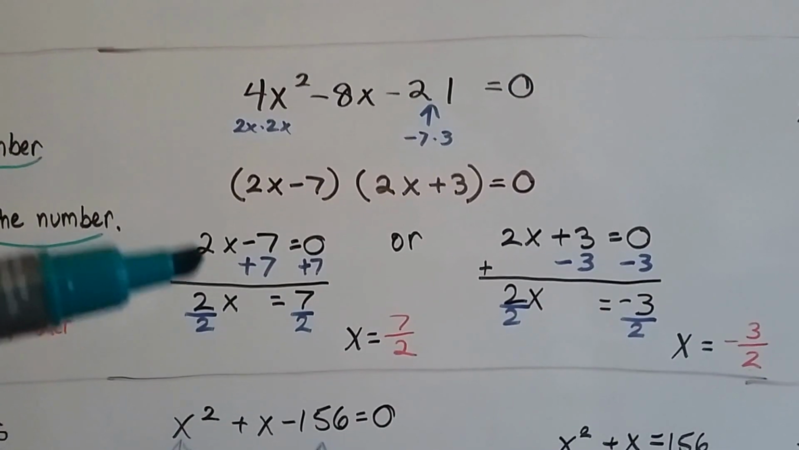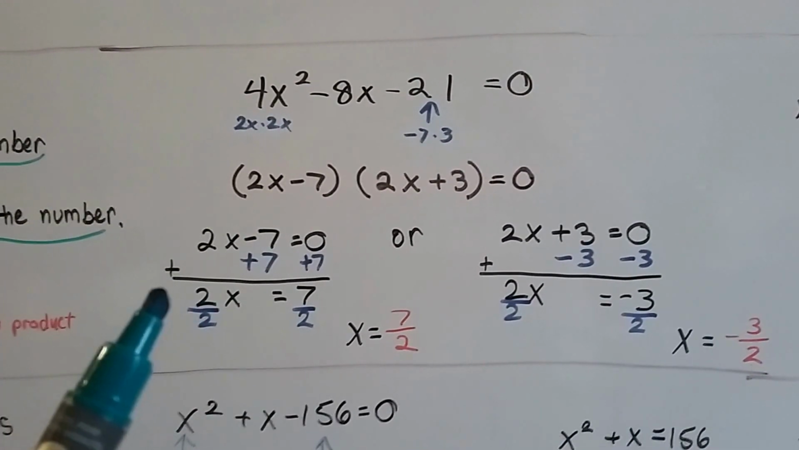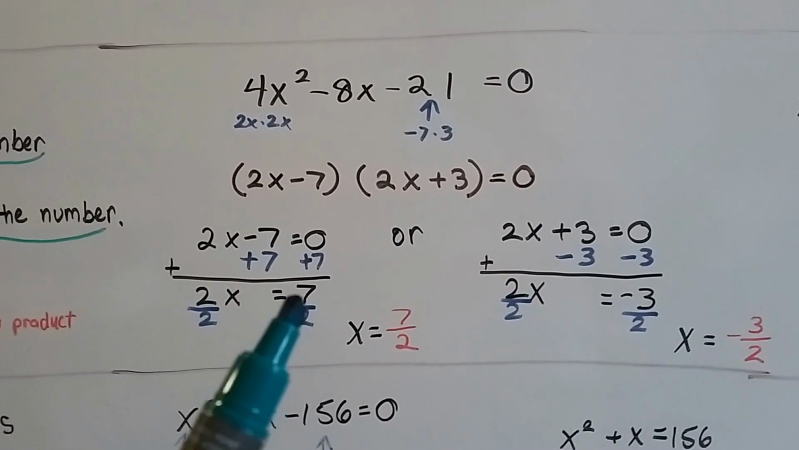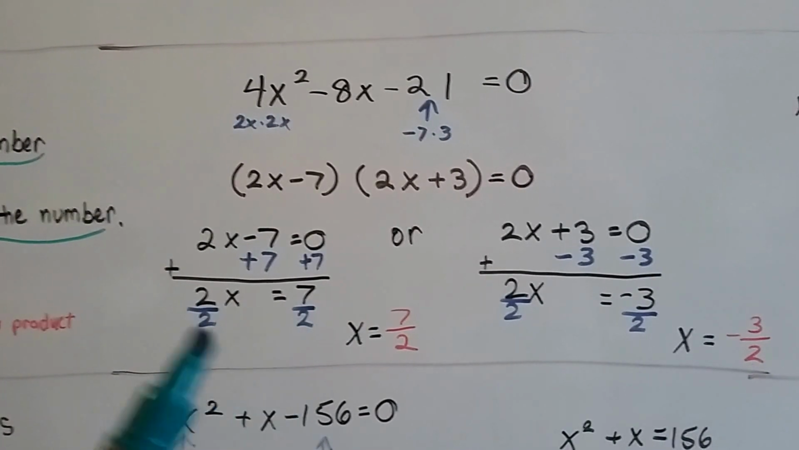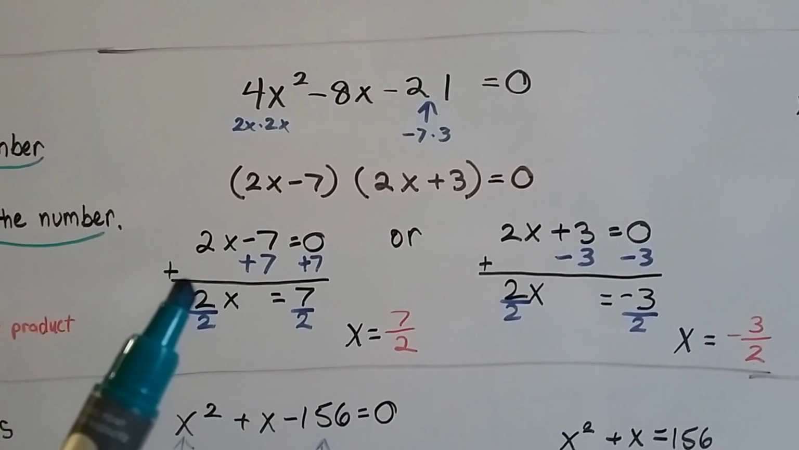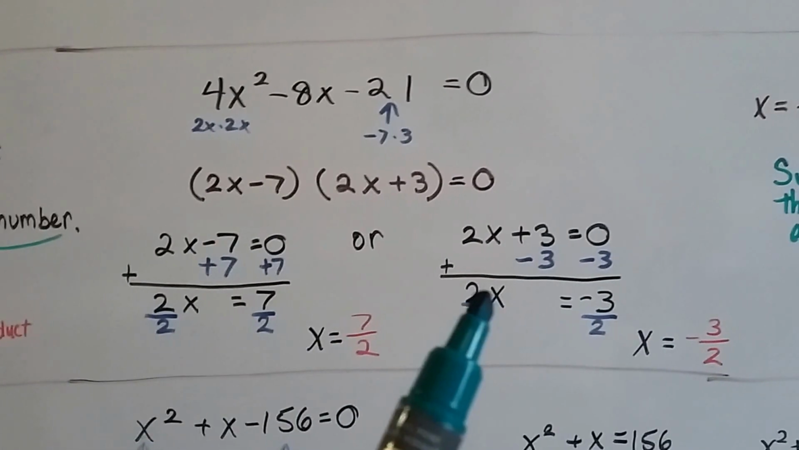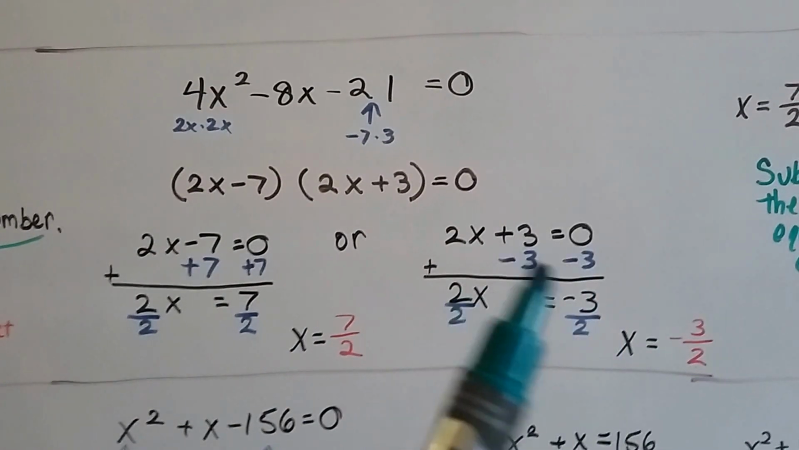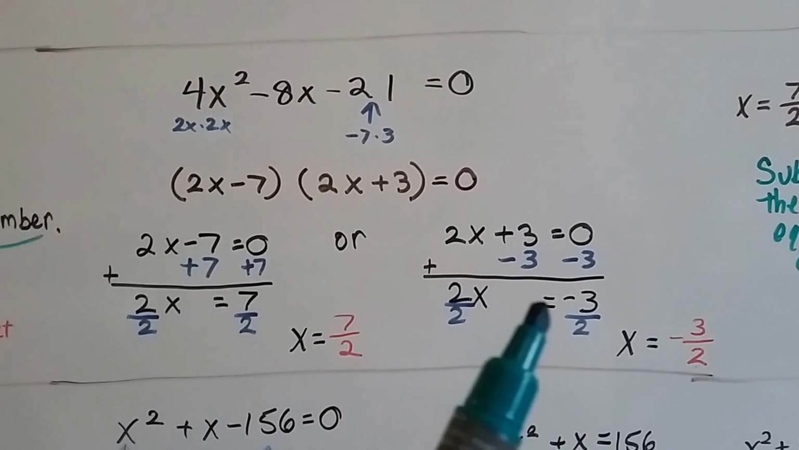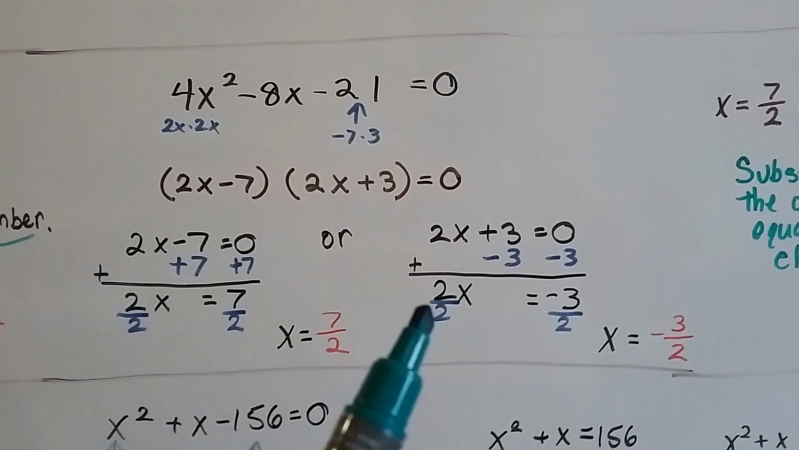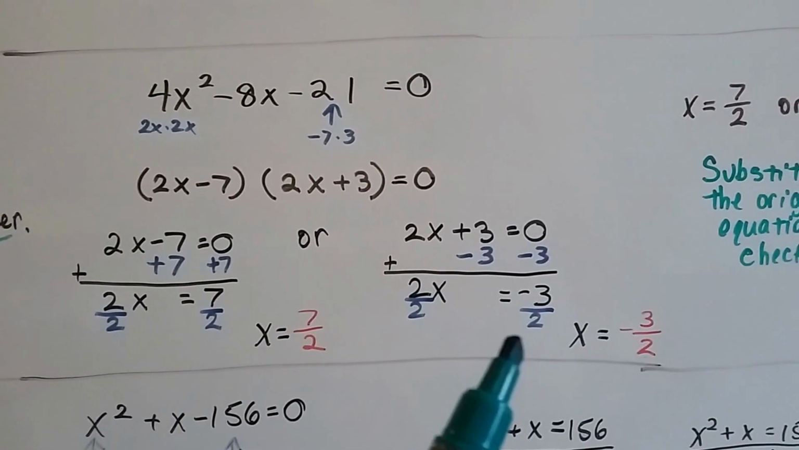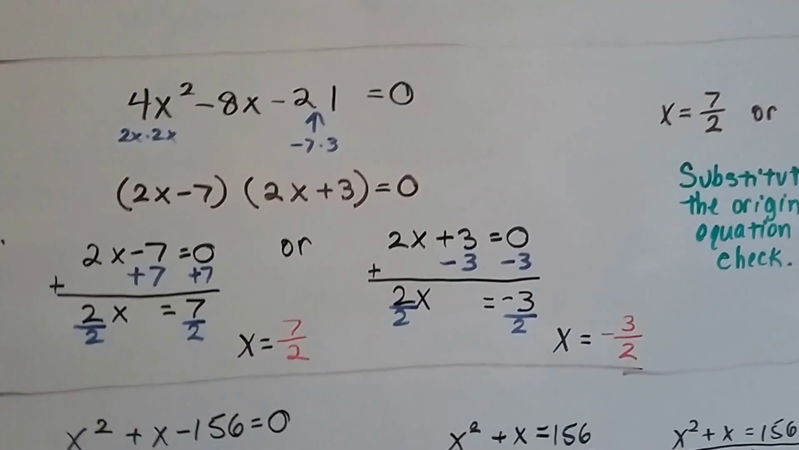We use additive inverses to solve for x, and we get 2x equals 7. When we divide both sides of the equal sign by this coefficient 2, we get x equals 7 halves. For this one, we add a negative 3 to each side to solve for x, and we get 2x equals negative 3. We divide each side by this 2 coefficient, and we get x equals a negative 3 halves.